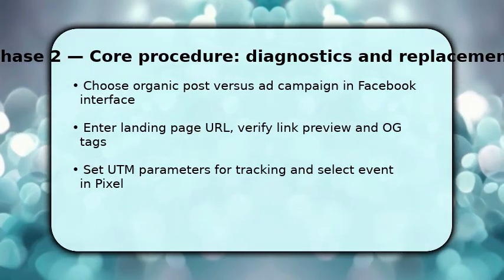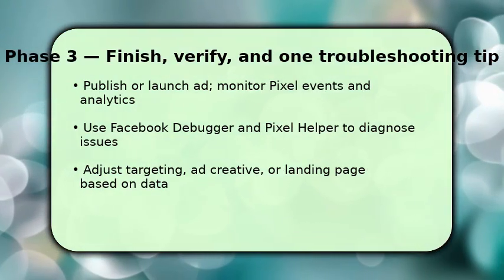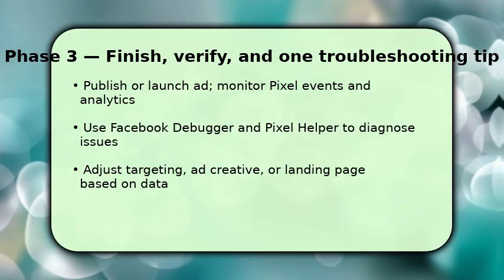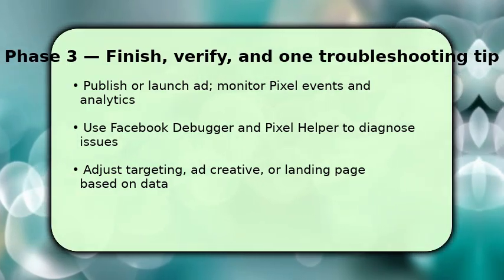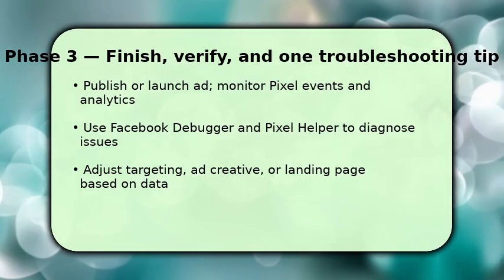You finish by launching the post or ad and immediately verifying that the Pixel records page views and conversion events. Open your landing page and watch real-time events in Events Manager. If events fail, run the Facebook Sharing Debugger and install the Pixel Helper extension.